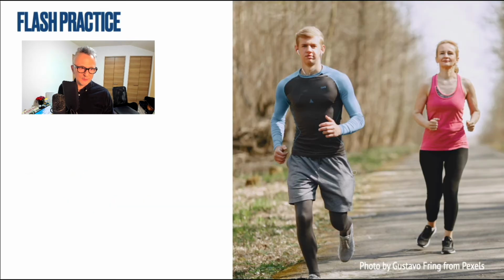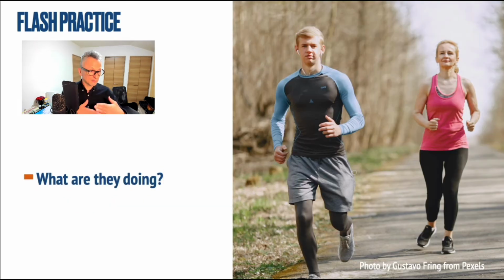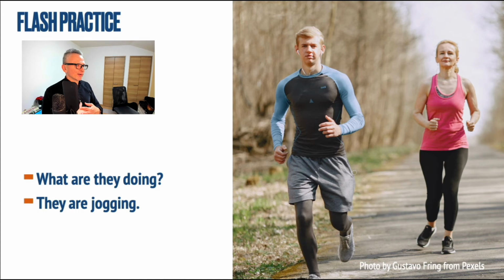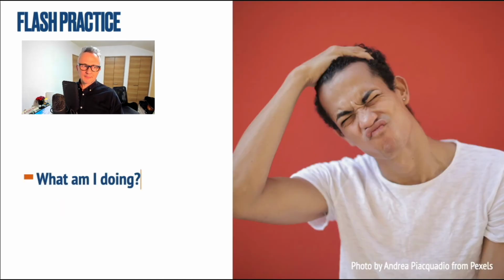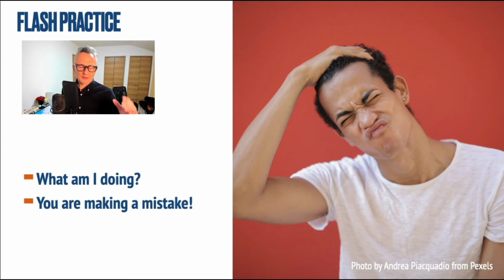And then similar with this one, giving a different grammar point. What are they doing? All right, so this one would start this time. What are they doing? They are jogging, right? And so you go through them like that. Here's another dialogue. And with flash practice, you do that through a set, maybe 6, 7 of them.